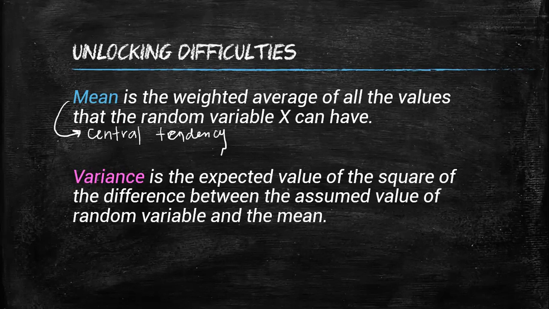Ngayon, how do we get the mean? Or what is a mean? A mean is the weighted average of all the values that random variable x can have, as I've said a while ago, or as you have read in your slide. Mean actually is very useful. Why? Because in a certain set of data, mean is a number that is computed from those data, which is used to represent that whole data.